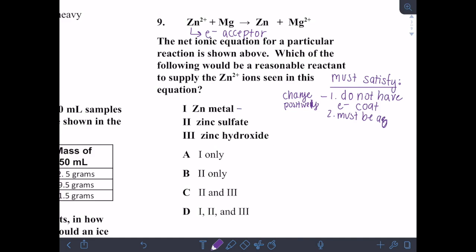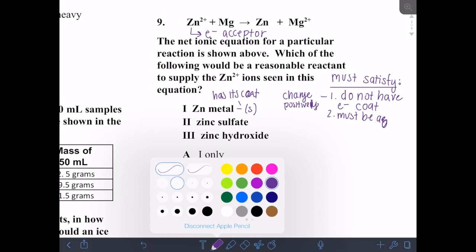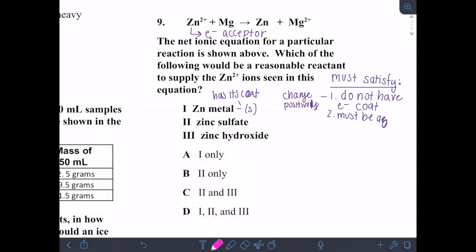Zinc metal is a solid, and therefore it has its electron coat. The only way something can be a solid is if it has its coat. If it didn't have its coat, all of the zinc ions would fly apart because there would only be positive charges and they would all repel each other. So zinc metal is not a suitable reactant to supply the zinc 2+ ions.